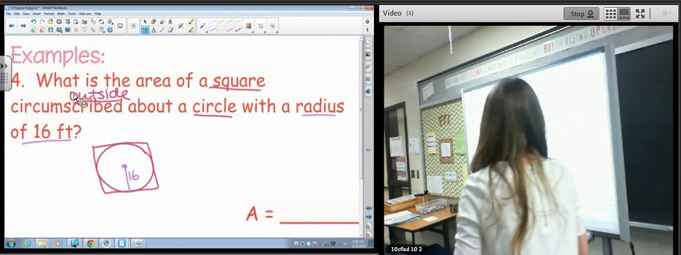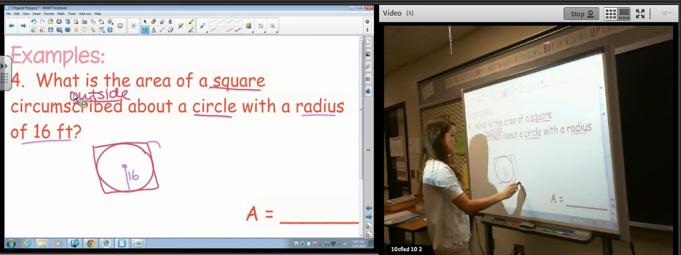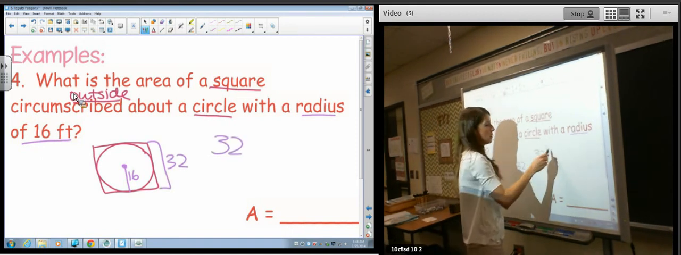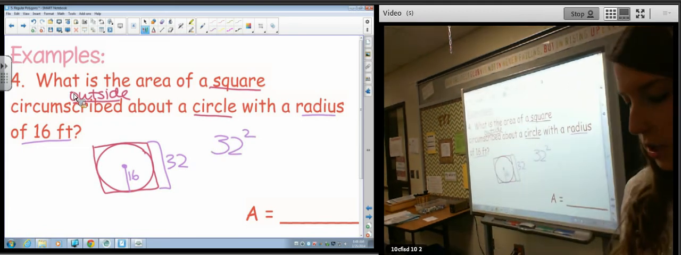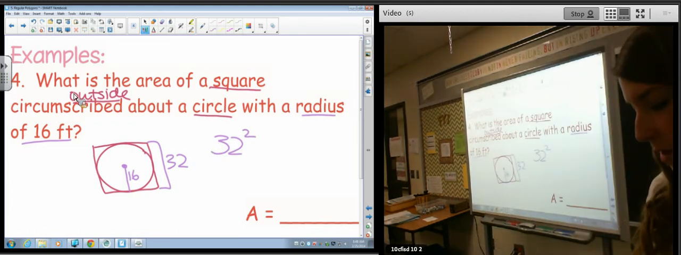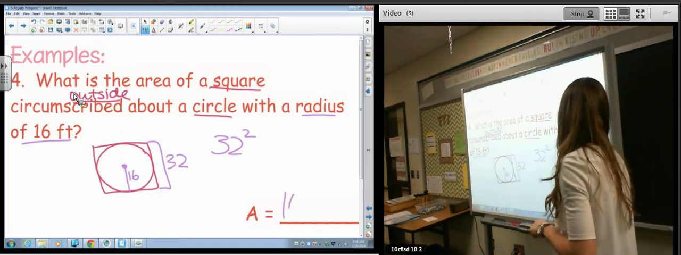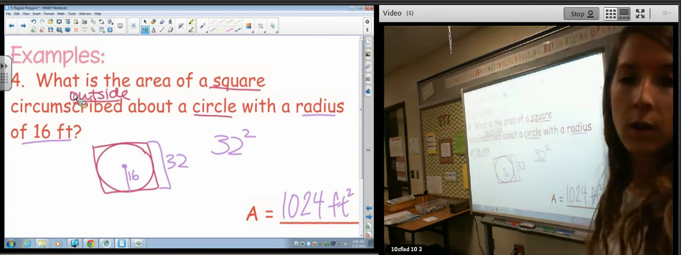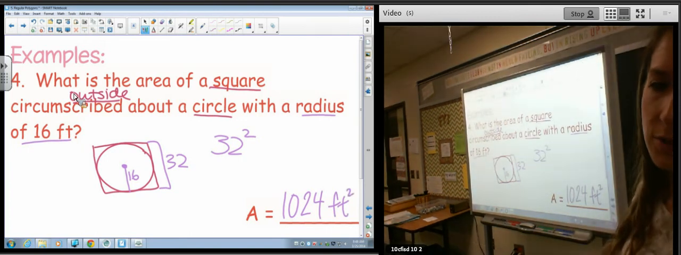I'm sorry. Does yours look better than mine? Okay, the side of this square is 32. Find the area of a square. 32 squared. There's no reason to use apothem times perimeter divided by 2. To me, that's more work. 32 squared, 1,024 feet squared. Are we okay with that? It's just knowing how to draw it.